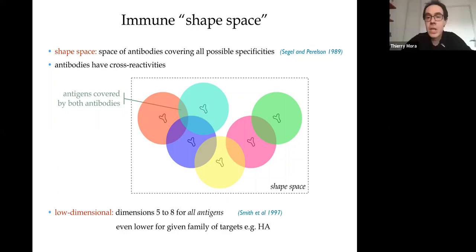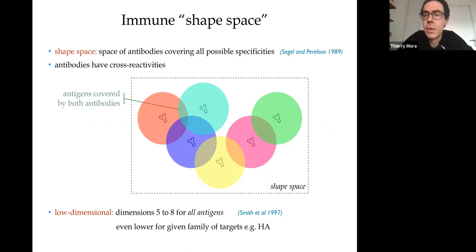So what's the dimensionality of that space? If you think of the entire space of all possible antigens, it's probably fairly high. It was estimated to be from 5 to 8. But if you think about a particular bug, such as the flu, maybe it's lower dimensional, hence the two-dimensional projections that people have been looking at. So our goal is to try to model this escape in this low-dimensional space.